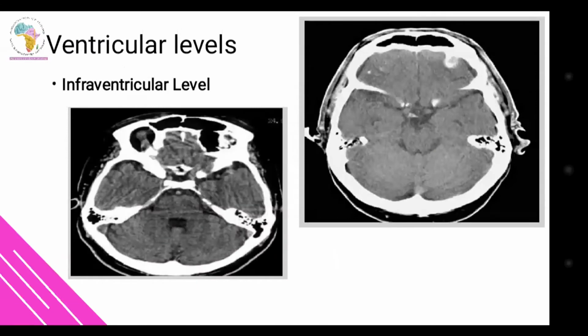Now, the infraventricular level most of the time is used when you want to assess a posterior fossa pathology. Most of the times it will show structures of the skull base. For example, here you have the fourth ventricle, which is kind of the hallmark. Once you see a slice which has the fourth ventricle represented as here, you know that this level is the infraventricular level. Also, the thing that makes you know that this is the infraventricular level is the basal skull structures. Like here you have the mastoid process, the petrous part of the temporal bone, and these other bony structures.